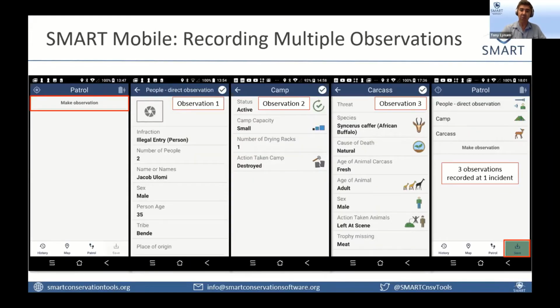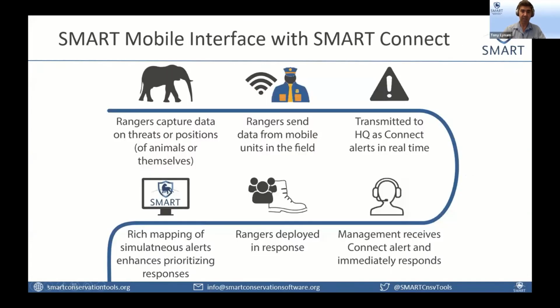It's very easy to record multiple observations. This is another new feature. You can quickly record an observation for a particular incident and then add as many additional observations as you need to, and then save the entire set of observations with one click of the Save button. So, for example, you can record details of a person encountered, then details about a camp, weapons or equipment, a wildlife carcass, and actions taken by the patrol team. Next slide.